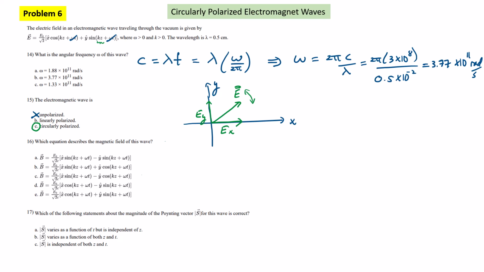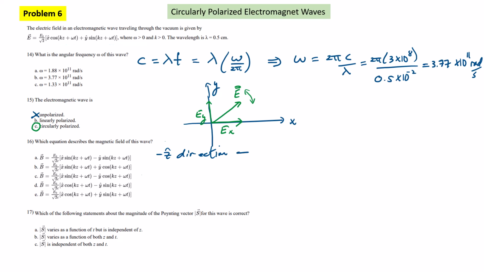All right, what's next? Which equation best describes the magnetic field for this wave? Well, for this one we should be able to do it because we still know the direction of propagation of the wave. If you look at either this term or this term, we should be able to say that this wave propagates in the minus z hat direction. That has to be the direction of propagation of the wave.